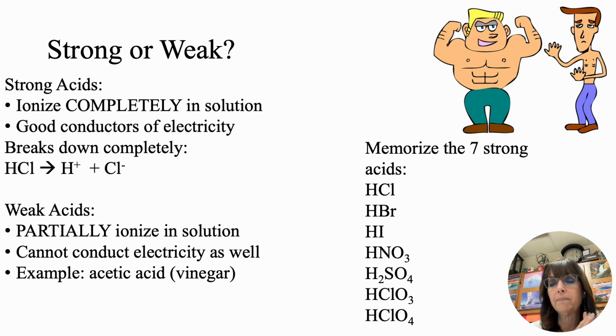HNO3 is nitric. H2SO4 is sulfuric. And then the last two, HClO3 is chloric acid, and the one with the 4 is perchloric acid. Now, not all textbooks agree with HClO3. Ours does. We're going to roll with it, but just know that not all books think HClO3 is a strong acid. All right? You need to memorize these.